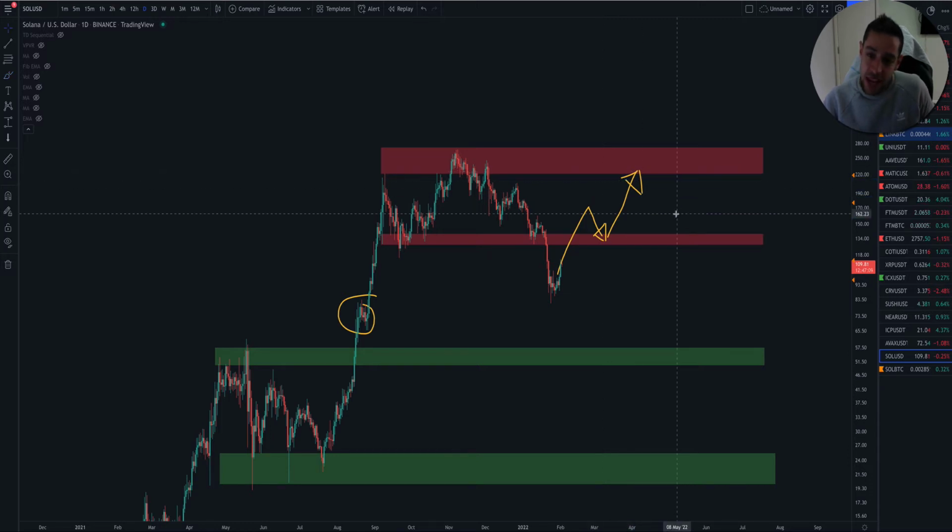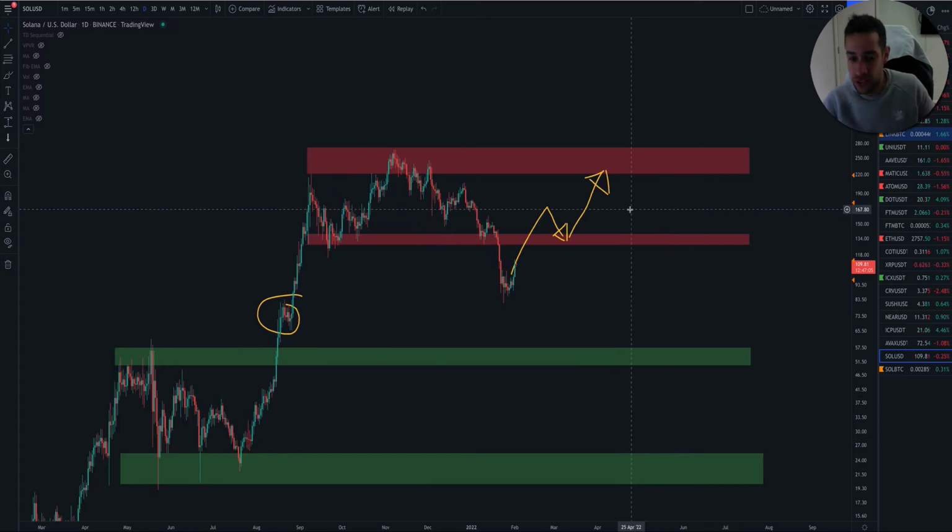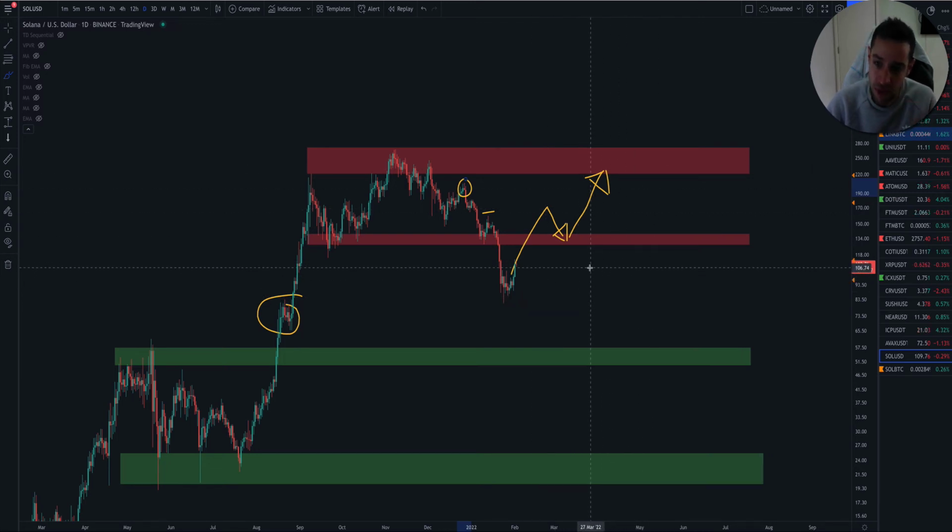And like I said, if that scenario does play out, I'm not sure when and exactly how, but that's the sort of structure that you want to see. And not only do you start to reclaim areas that were previously resistance as support, you then want to start knocking out these pivot highs over here and start to create higher highs and that general uptrend. So that's basically what you're looking for if you're a bull on Solana from this moment.